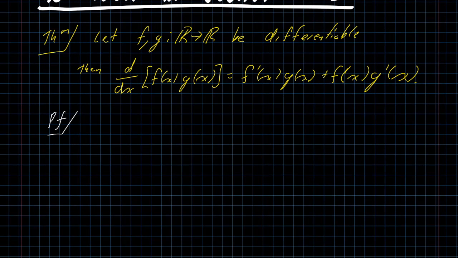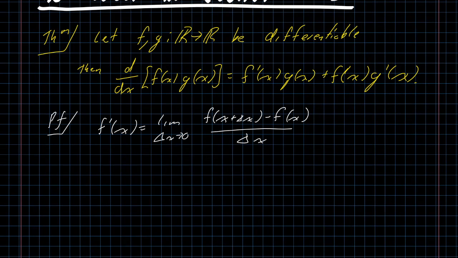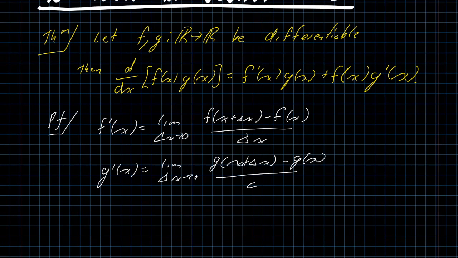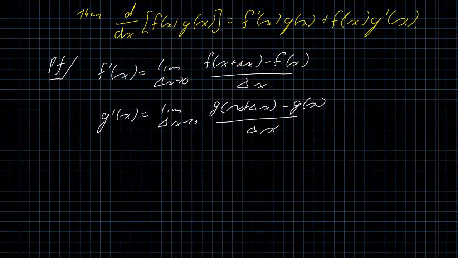We know that f and g are differentiable, which means that f prime of x is the limit as delta x goes to 0 of f of x plus delta x minus f of x all over delta x, and g prime of x is the limit as delta x goes to 0 of g of x plus delta x minus g of x all over delta x.